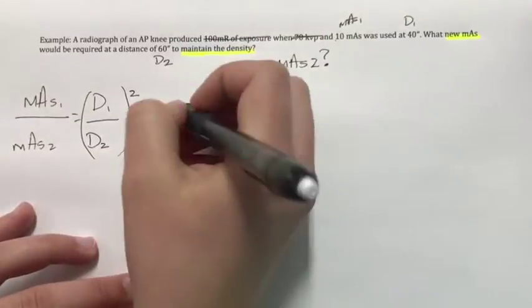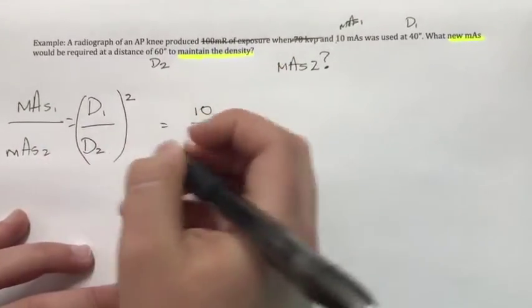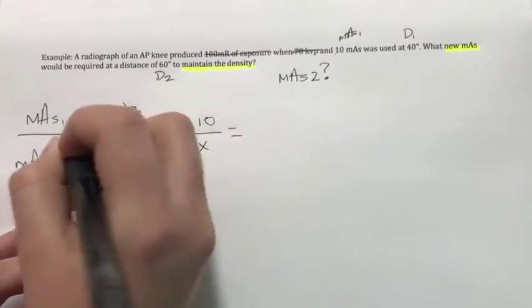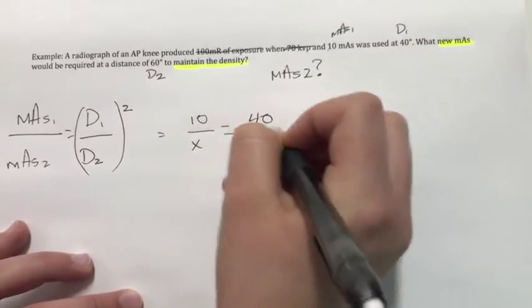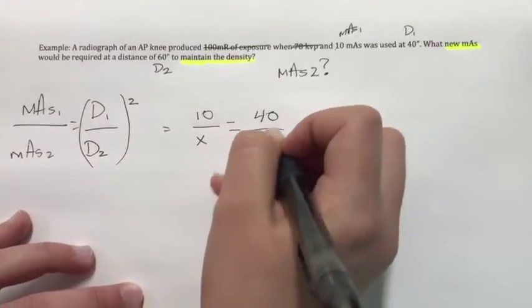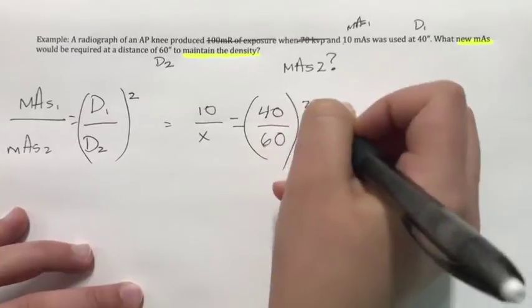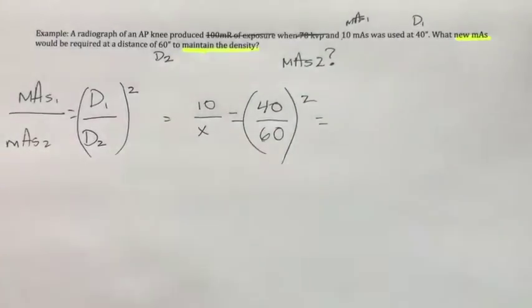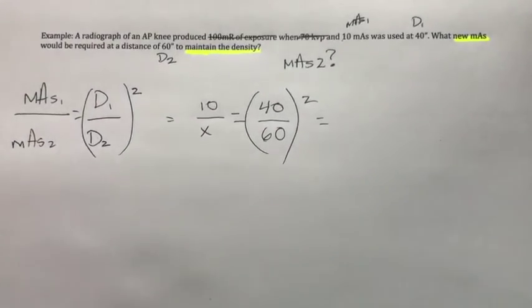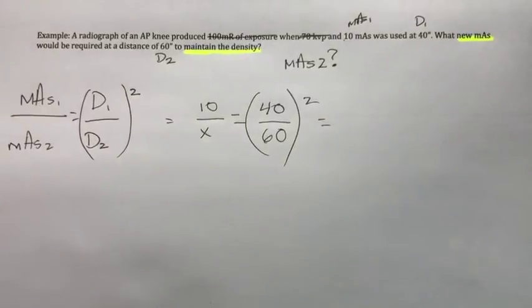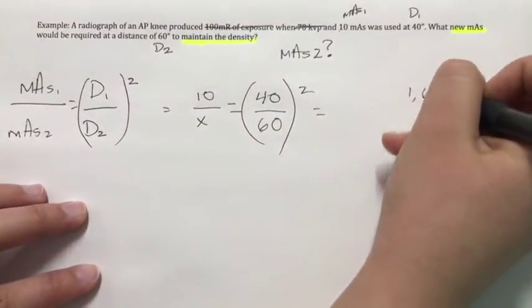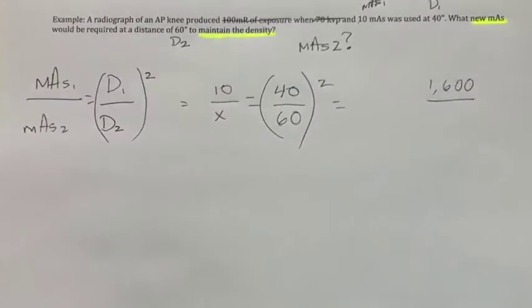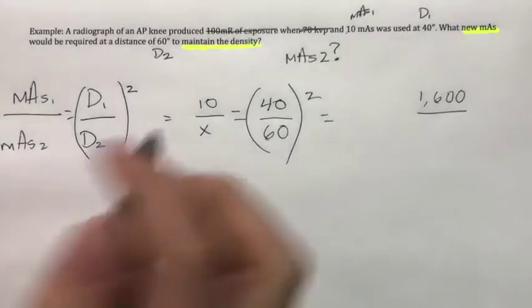So our MAS1 is equal to 10. Our MAS2, we don't know. Our distance 1 is 40 and our distance 2 is 60 squared. I like to do the squaring part. So 40 times 40 is 1,600 over 60 times 60.